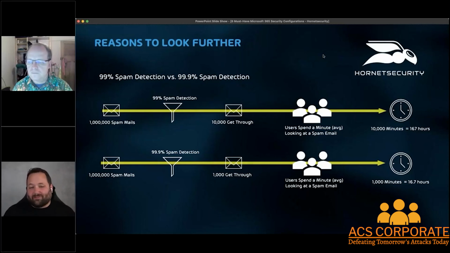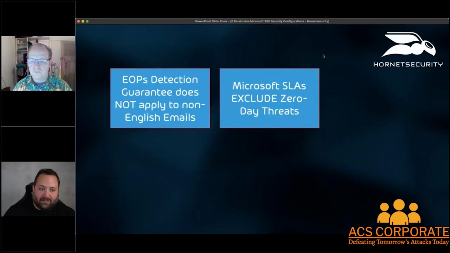But for the sake of this conversation, we're going to say that on average, a minute spent looking at each piece of those 10,000 spam emails comes out to 167 hours of lost productivity. Now, underneath, you've got a spam detection rate of 99.9%, which is what we have in our 365 total protection suite. Basically, it comes down to only 1,000 getting through and 16.7 hours of lost time. So, when we're talking about quantities of scale, that extra 0.9% does matter.